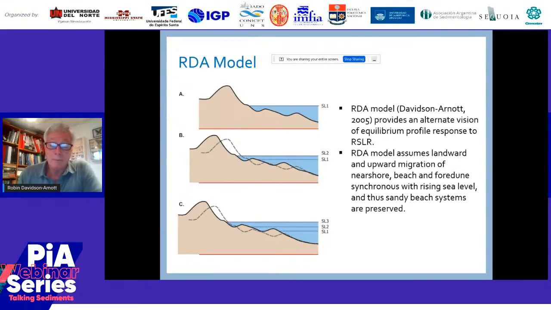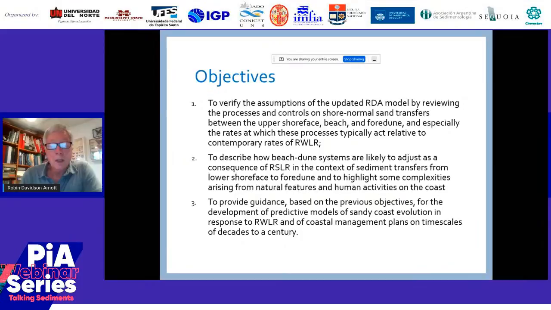And so for humans living along the coast, this makes a big difference. And so one of the questions then is, well, is the RDA model the right one as compared to Bruun? And if so, is there any evidence that might support it? So the paper that Bernie Bauer and I produced essentially attempted to update the RDA model and to provide verification that this synchronous migration of the nearshore, the beach, and the foredune can and does occur.